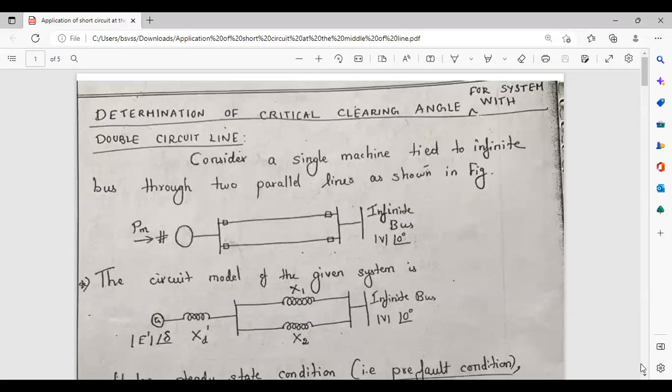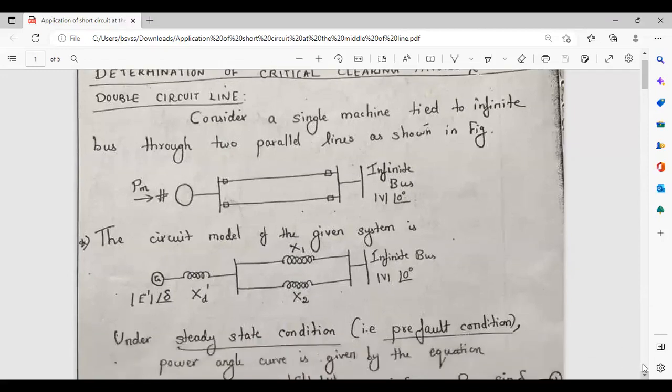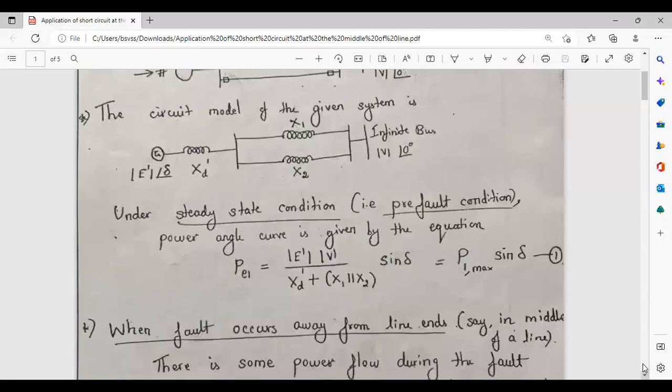infinite bus. Here, we are going to analyze the system under three conditions: steady state condition, that is before the occurrence of fault, during the fault condition, and after the occurrence of fault. They are termed the pre-fault condition, fault condition, and post-fault condition. In all these three conditions, we are going to see the changes in the system.